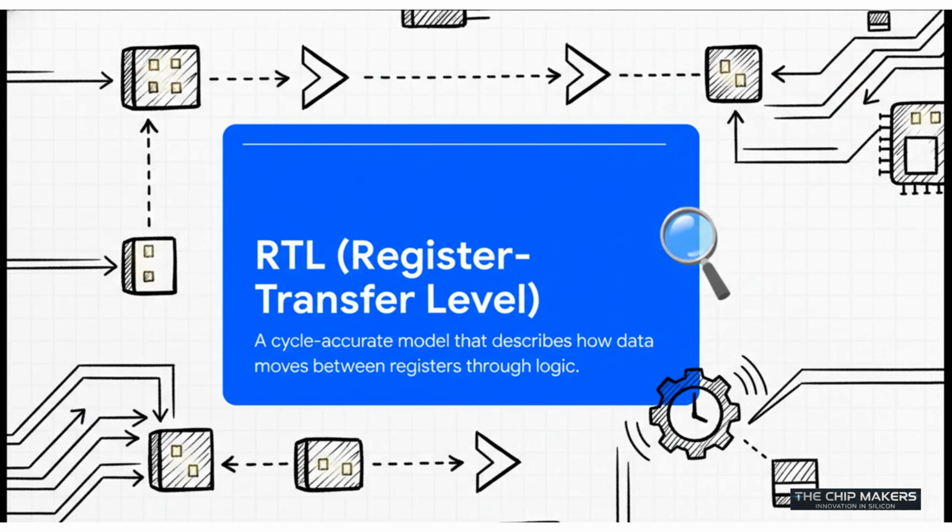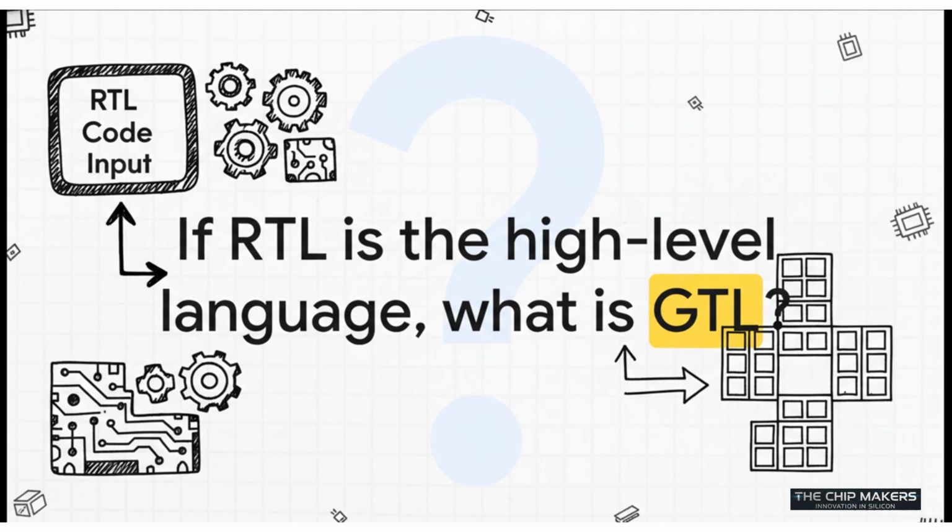RTL stands for Register Transfer Level, and this is a really crucial distinction to make. It is not a programming language like Python. A programming language gives a computer a list of instructions to follow, one after the other. A hardware description language, the kind used to write RTL, is fundamentally different. It's more like a blueprint. It describes the actual physical structure of the chip. You know, how data is going to flow between different storage areas, which are called registers, with every single tick of the clock.